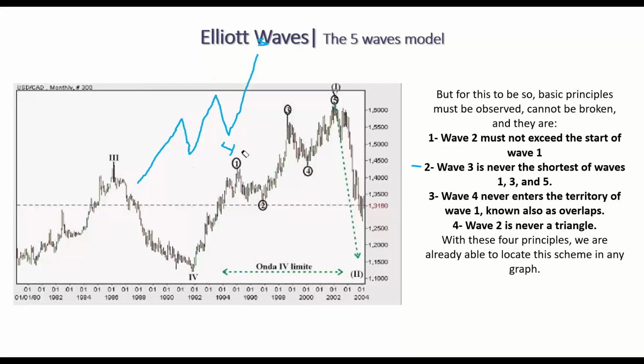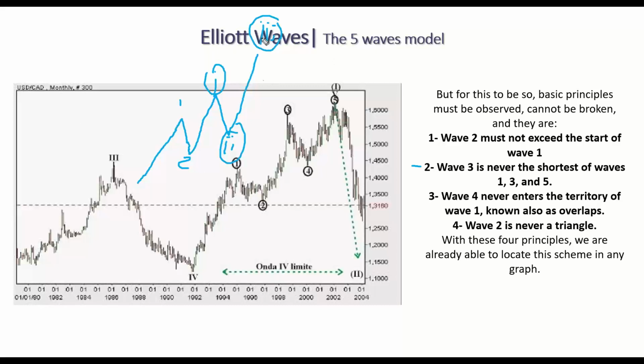This is telling you that we need to find another kind of counting or labeling in this case. And one potential is this one: 1, 2, 3. If we use the pure Elliott principle, we can use this labeling.